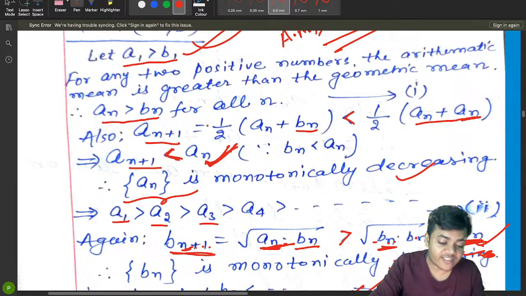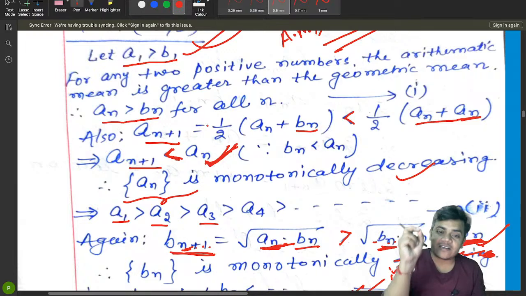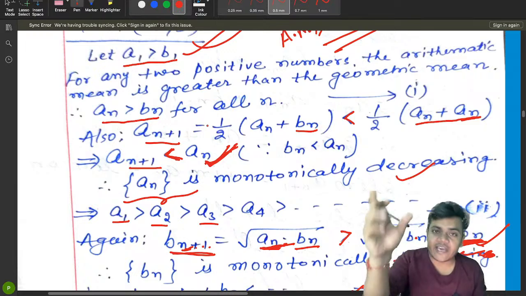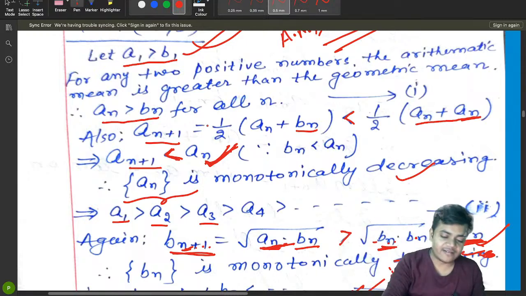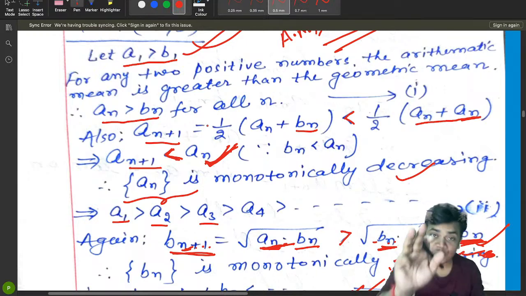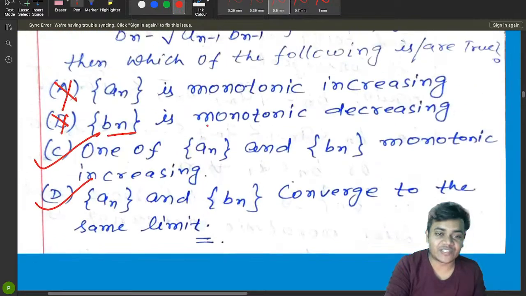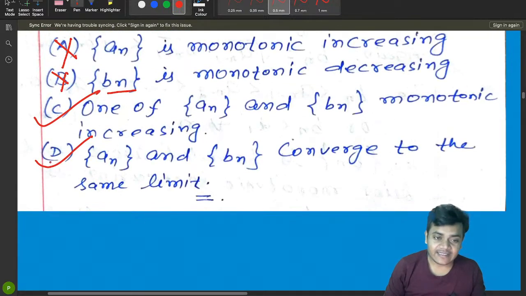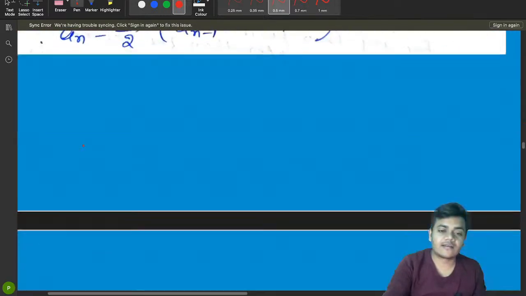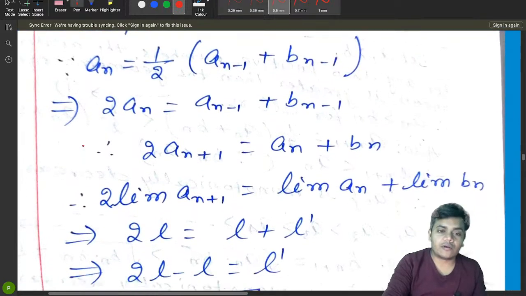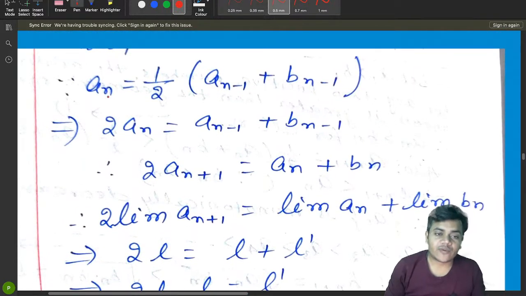And do you know what is the most interesting thing? The greatest lower bound of An and the least upper bound of Bn, both will be the same, both will be equal. Yes, this is the interesting part, and that's why this option D will be correct. But how? Let's see. Okay, so let's see. This was the given thing.